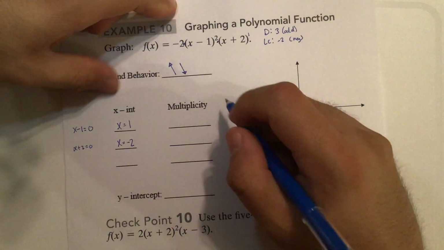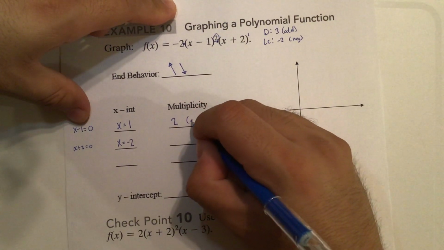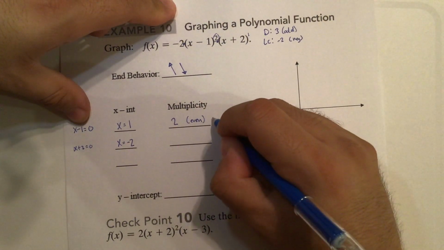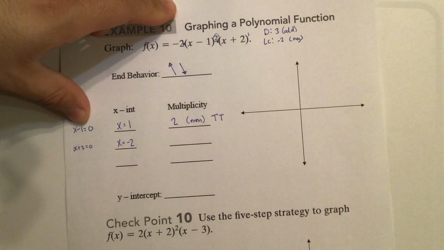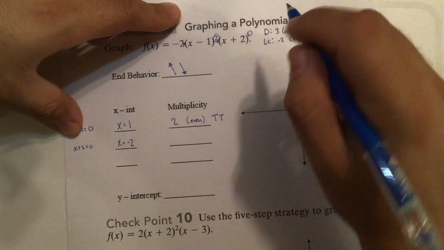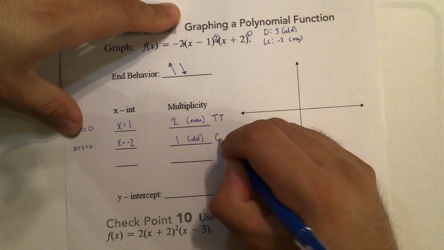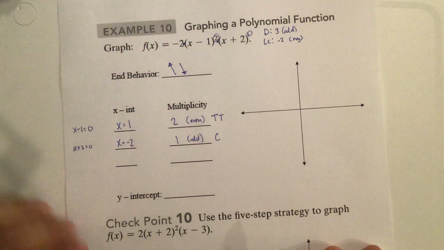For multiplicity, x minus 1 had a multiplicity of 2, which means it's even. So at that x-intercept, we're going to touch and turn at the x-axis. At x plus 2, we had 1, which is odd. So at that x-intercept, we're going to cross the x-axis.